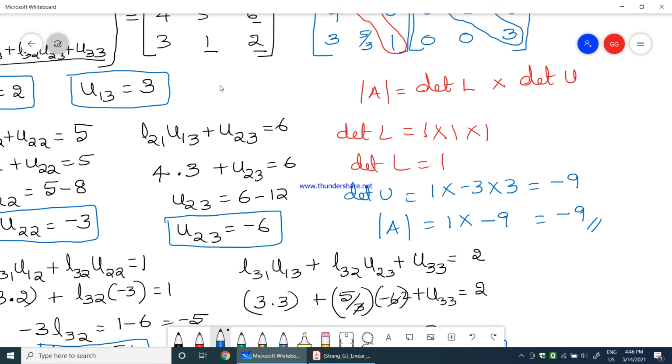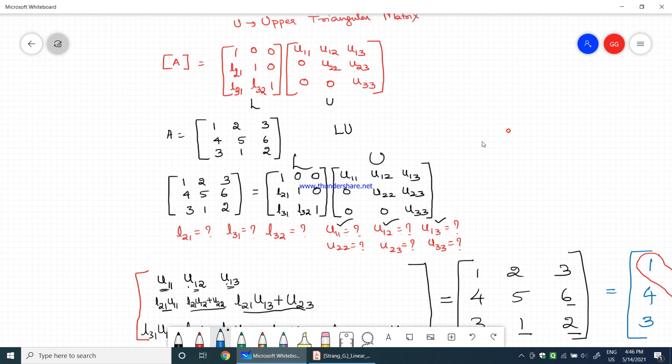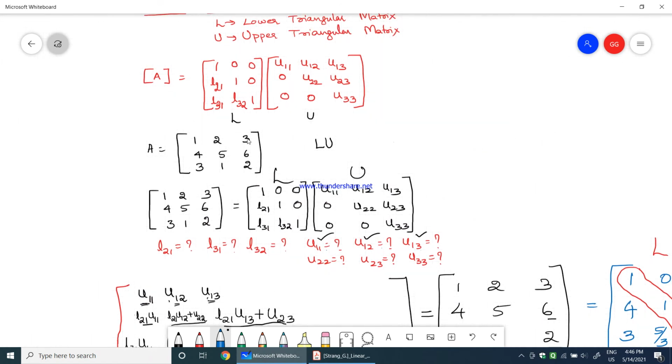Now whether this determinant is correct or wrong, let us check it by taking the matrix directly and finding the determinant. So if I take this matrix, the determinant of A would be equal to what? 1 into (5 twos are 10 minus 6), minus 2 into (4 twos are 8 minus 18), plus 3 into (4 fives are 20 minus 15).